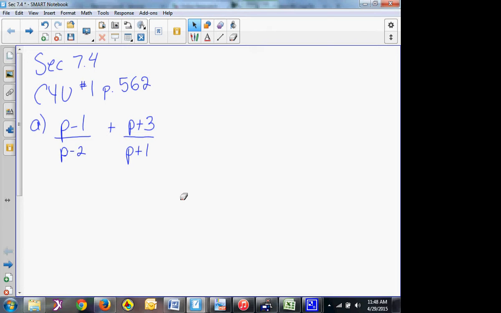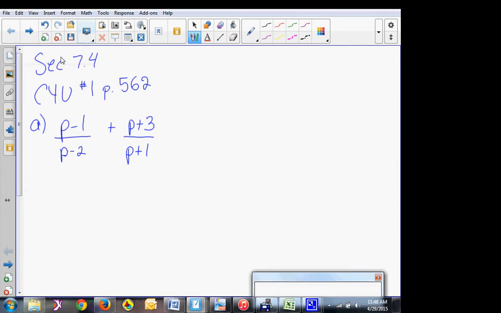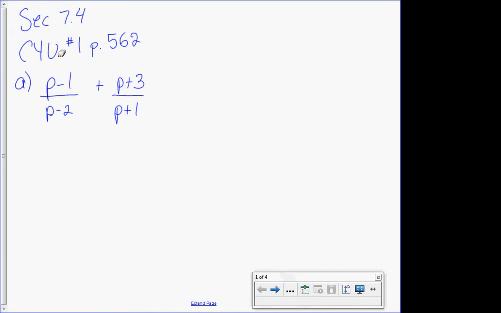So the first thing I want to do before I even start tackling this is put brackets around my numerators and my denominators, just so I don't forget that the p minus 1 travels as a group. Because the way these are right now, we can easily find the non-permissible values, because that's the first thing we want to do. Then we're going to find the lowest common denominator and then change our fractions and simplify.